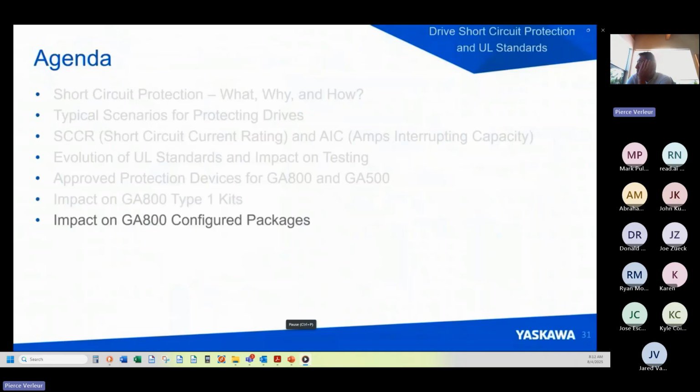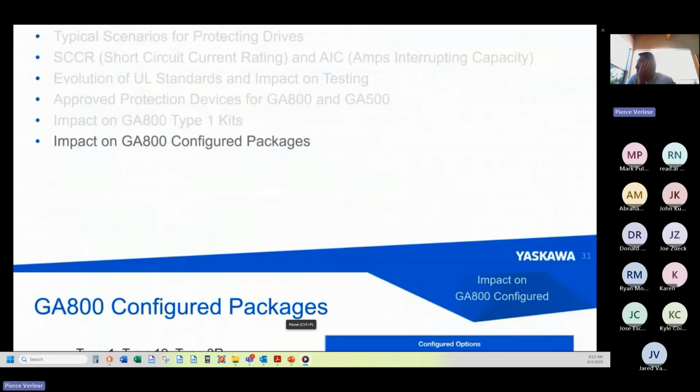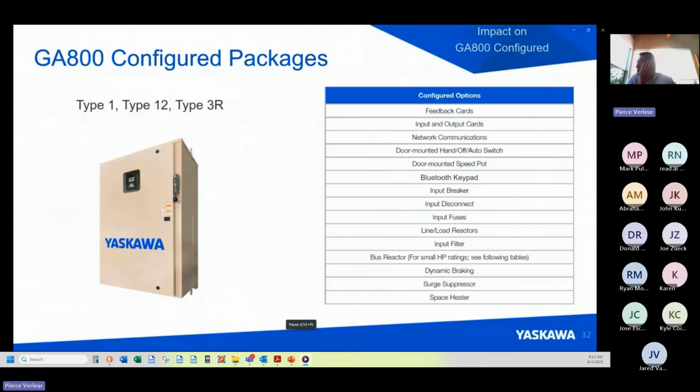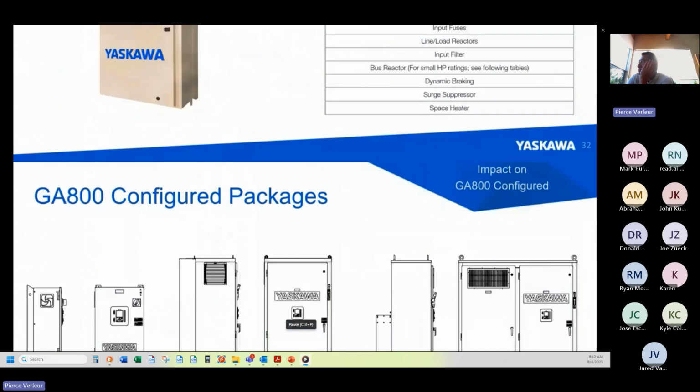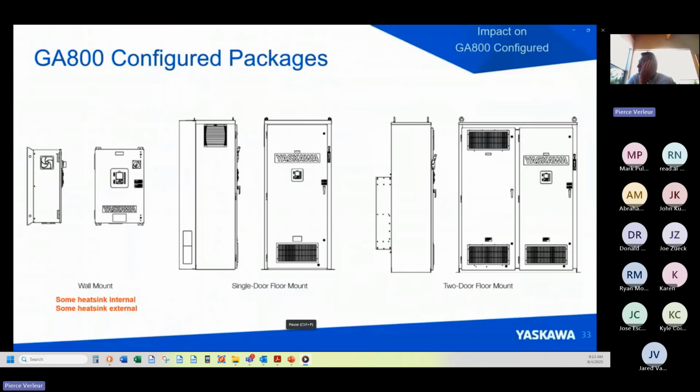Okay, now let's talk quickly about the impact that this has had on the G800 packages. I'm going to go through this pretty quickly because I do want to leave time for questions. The G800 packages, which we released last November, are available in Type 1, 12, and 3R with a variety of options. In the cases of wall mount, some of these are heatsink internal, some heatsink external. In the cases of the floor mount, these are all external heatsink designs. So think about that for a minute, and maybe you'll think about what's coming next on future slides.